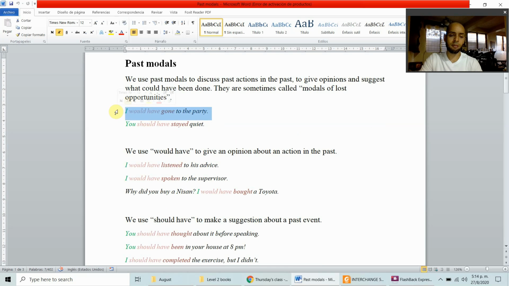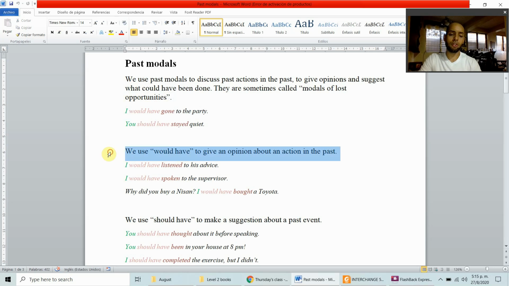Let's see some examples. I would have gone to the party. You should have stayed quiet. I would have gone to the party. Well, the person that says this wanted to go to a party or was invited to go to a party, or maybe had the opportunity to go to a party, but this person didn't go. And now the person is saying, I would have gone to the party.